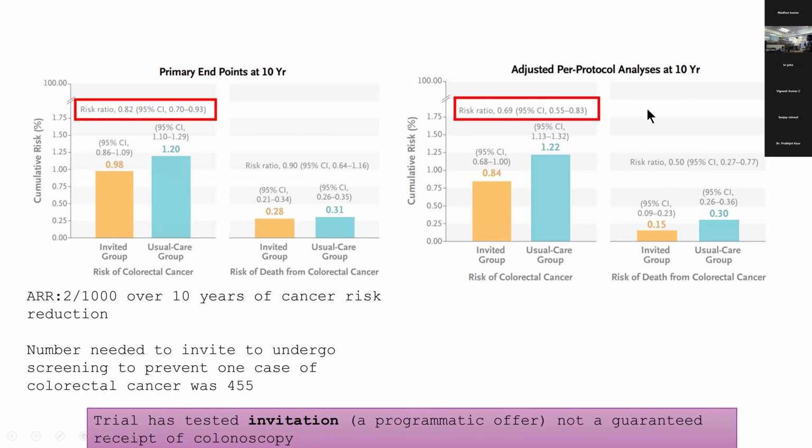But if you look at the adjusted per protocol analysis, you can see that the risk ratio was more, 0.69. I'm not asking you to look at the per protocol analysis because it's definitely biased, because we don't know what happened to all the loss to follow-ups, etc. But I just want to highlight that suppose the patients had adhered, you might have got a different effect. So here, what we understand is the trial has not really looked at screening colonoscopy for risk of colorectal cancer. What they have actually ended up doing was invitation to screen. That is a programmatic offer. It is not a guaranteed receipt that the patient got a colonoscopy.